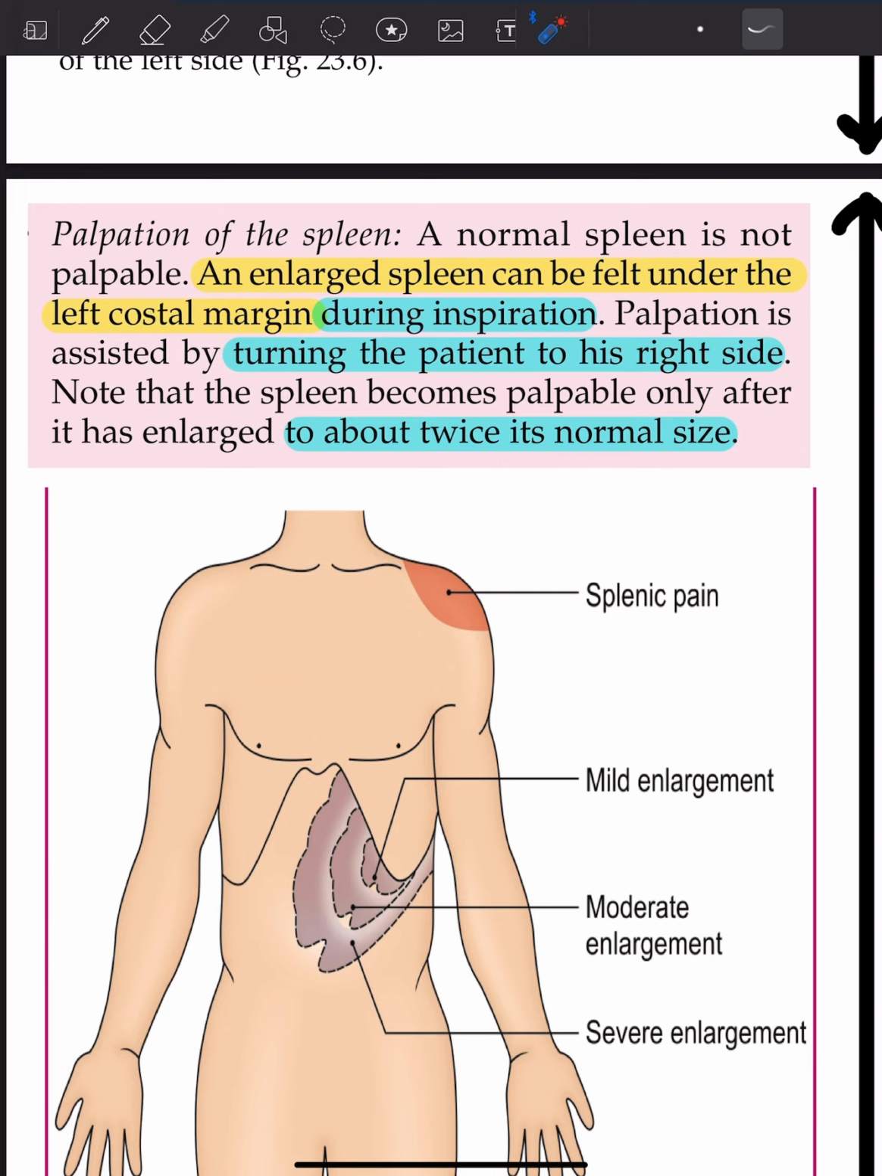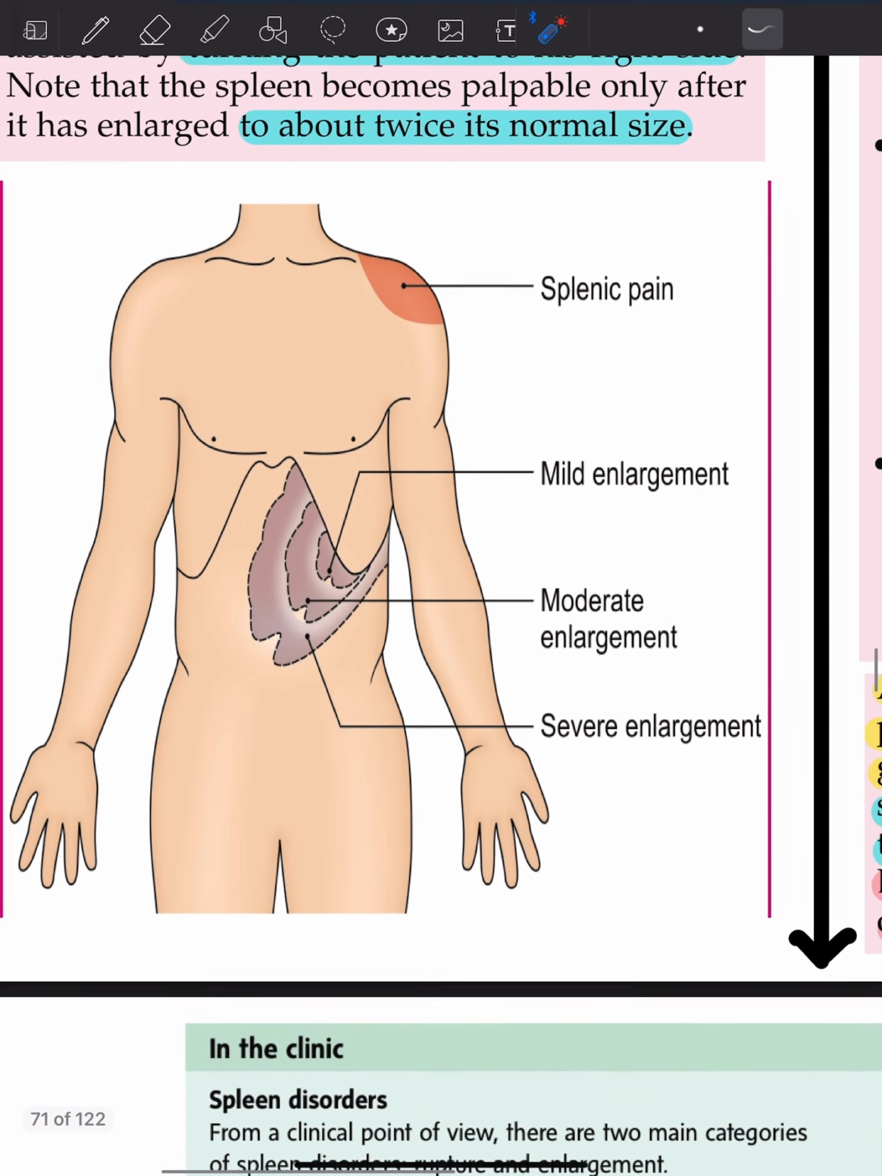So how will you palpate the spleen? You can't palpate the spleen when the patient is lying in the prone or supine position. You'll have to turn the patient to the right side. Of course, the spleen is lying on the left side, so you can't turn the patient on the left side itself. So palpation of the spleen can be done by asking the patient to lie on his right side, so you can easily palpate the spleen.